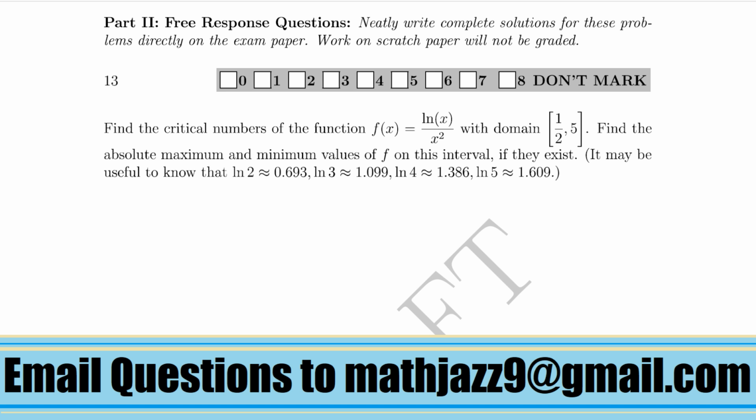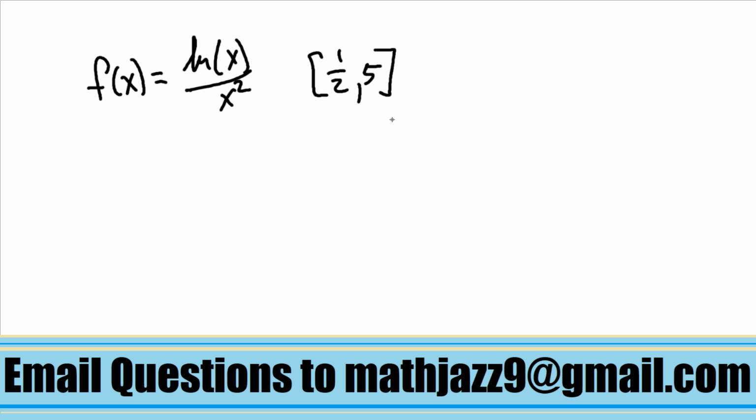So we have f of x equals natural log of x over x squared. The domain is 1/2 to 5. We want to find the absolute max and absolute minimum values, if they exist. Well, they will exist, because this is a continuous function on a closed interval. Continuous functions on closed intervals always have a maximum and a minimum by the extreme value theorem.